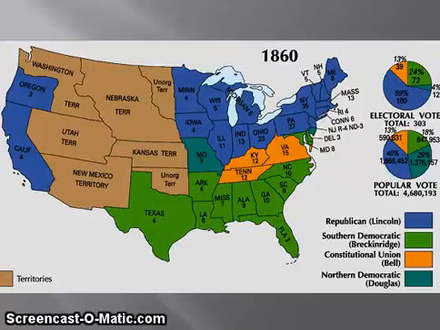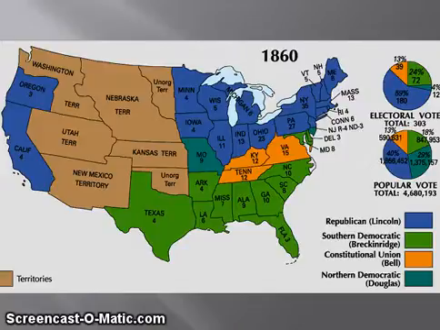Then we had a fourth candidate, John Bell of Tennessee, who was for the Constitutional Union Party, and his basic platform was just keeping the Union together. He could see the amount of divisiveness in the country between the North and the South, between the blue and the green on this particular map, and he saw that it was really necessary to be in the election just to say, we're losing it here, we're falling apart. And his big thing was trying to keep the country together. Obviously, that didn't work.